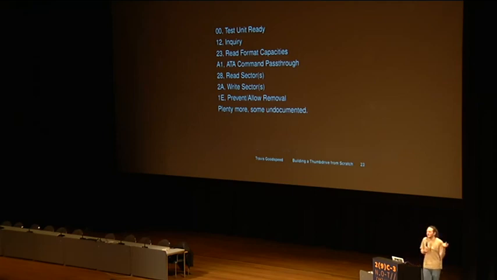There's also the 28 and 2A commands, which are read and write sectors. But as I'll get to in a bit, it's not quite that simple, because this is a very old standard. And they kept having to increase the number of bits describing the block address. And they did this by making separate read and write commands. So there are 4 or 5 different read commands and 4 or 5 different write commands, any of which might or might not be supported by any given disk. There's also the 1E verb, which is prevent or allow removal. This is how you can make a CD-ROM drive refuse to eject the disk.